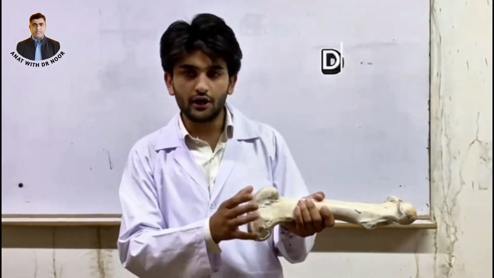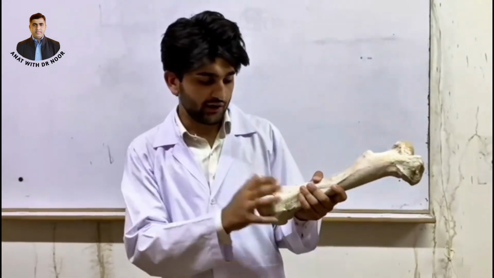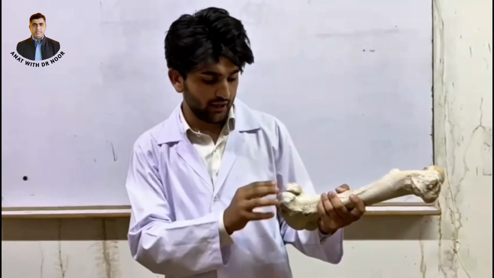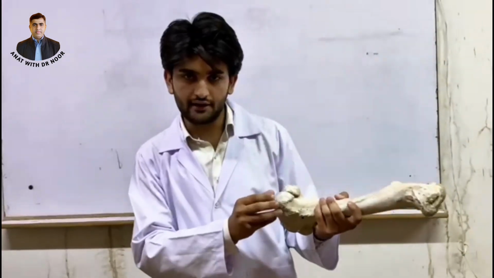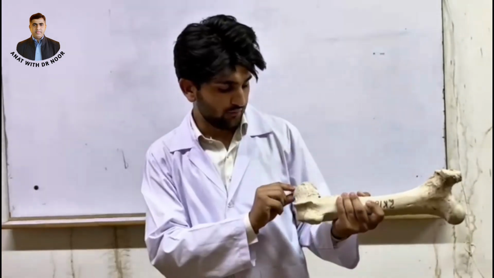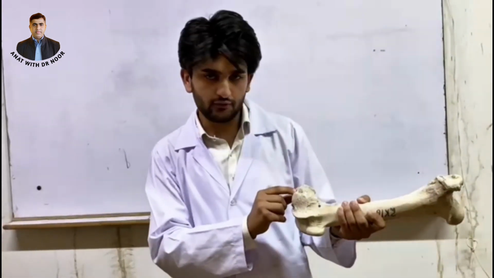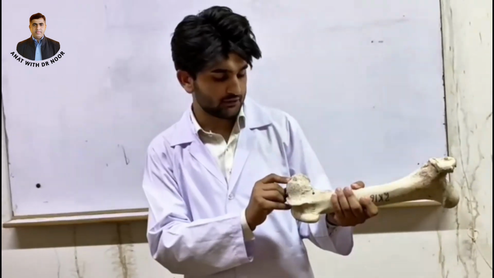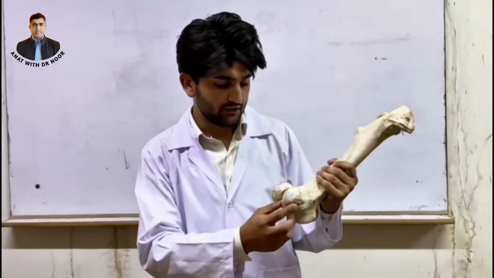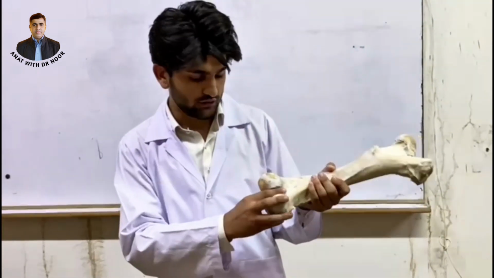Distal extremity. The distal extremity contains the condyles on the caudal aspect, medial and lateral condyle. The lateral condyle is a little larger, and the lateral condyle has a popliteal fossa and an extensor fossa. The popliteal fossa is for attachment of popliteal muscles, and the extensor fossa is for attachment of extensor muscles. There is a groove or fossa between the condyles known as the intercondylar fossa.